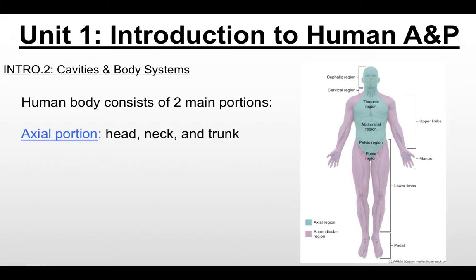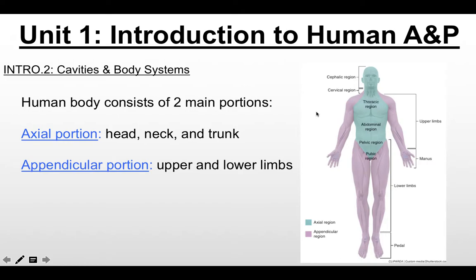So the axial region, as you can see here, refers to head, neck, and trunk. So it doesn't really include your hips, it does not include your shoulders, it is just those very central portions. And the appendicular portion is your limbs, your legs, your arms, upper and lower limbs.